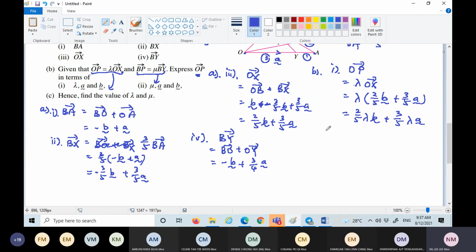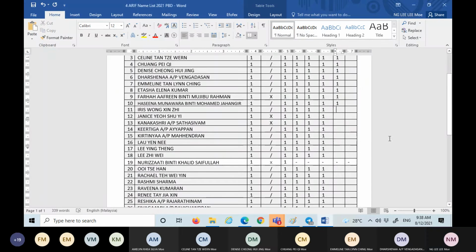Okay, so this is the first part for question B. Now I go to the second part. The second part may be a little bit difficult, because for this OP you have to find a way to relate with the BP. We start with OP, but in the next line you try to involve BP so that you can bring in the mu here. Can you give me a suggestion? OP, using what route that you involve BP? Next girl, Janice.